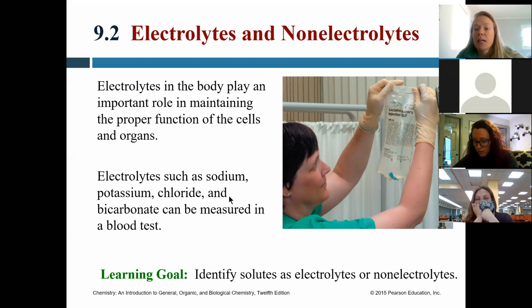Sometimes it's not enough to hydrate your body with just water. You want to drink an electrolyte solution like Gatorade. And when they say Gatorade has electrolytes and you spend all this money for it, it's really just dissolved salt water. That's all it is.